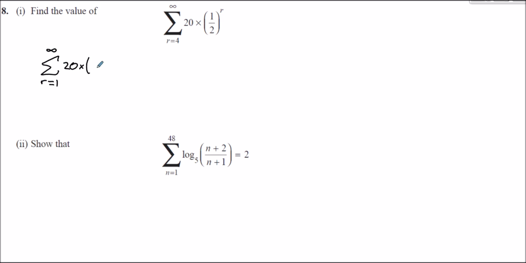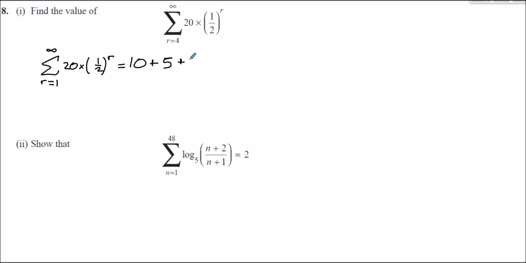If r started from 1, the first value, of course, would be 20 times half to the power 1, which is just 20 times a half, which is 10. When r is 2, it's going to be 20 times a half squared. Half times a half is a quarter, 20 times a quarter is 5. Each time we increase r by 1, we're multiplying by a half again. To multiply by a half is the same as dividing by 2.